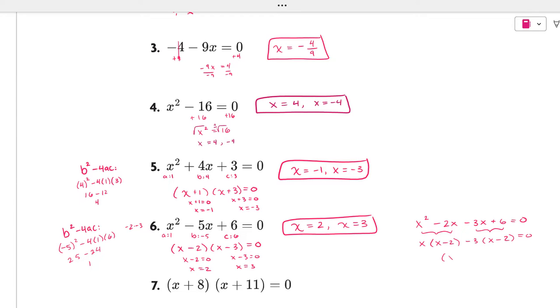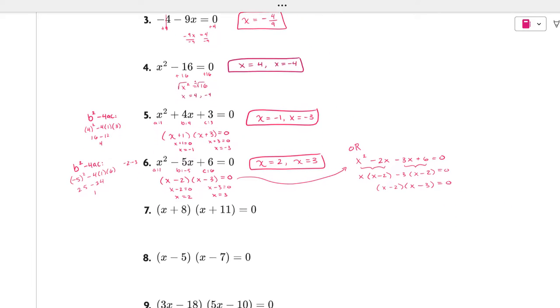Now our greatest common factor is x minus 2, and we're left with an x from our first part and a minus 3 from our second. So we ended up with those same factors, just a little different strategy if you wanted to do an alternative method of factoring. They produce the same answer.